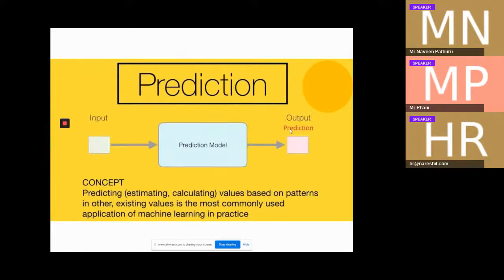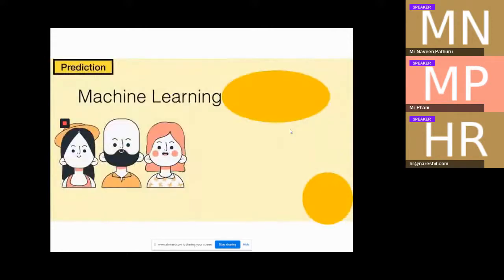What is input? Input is the data. We give the data to an algorithm. What will the algorithm do? The algorithm will come up with an equation. That equation is called the model. You can use that model to make a prediction. That is the general workflow, guys.